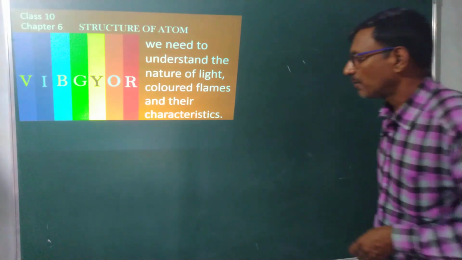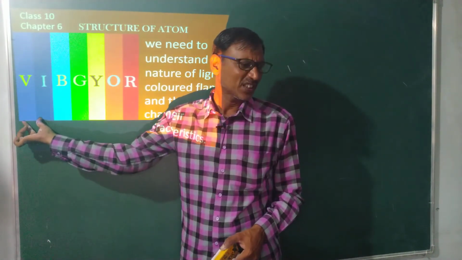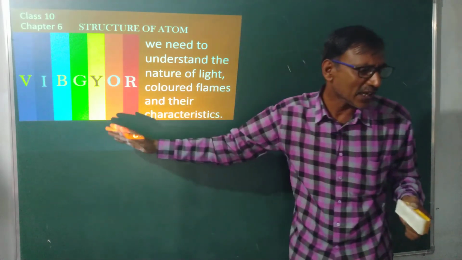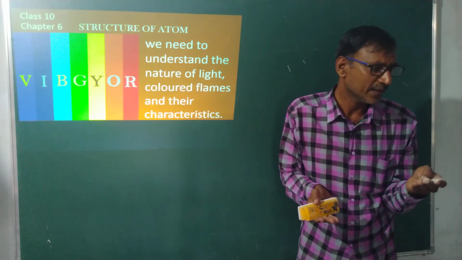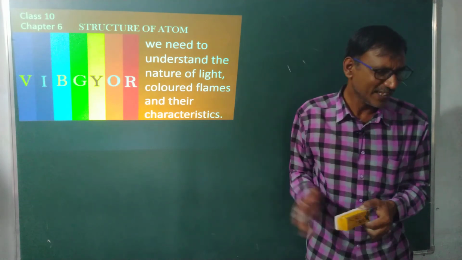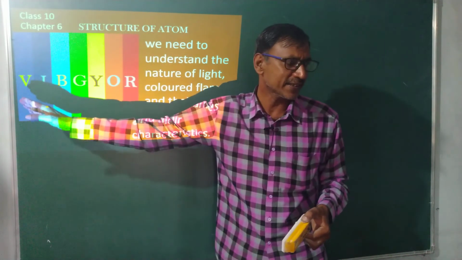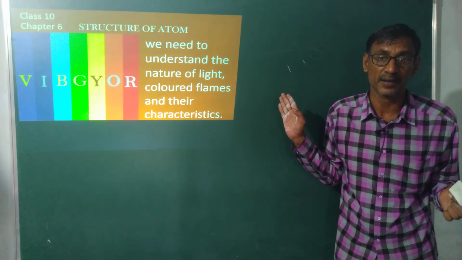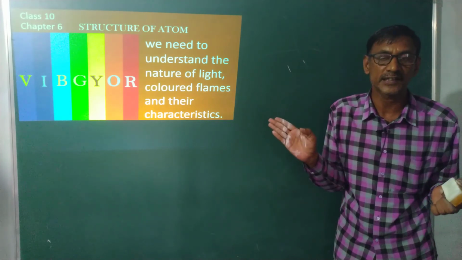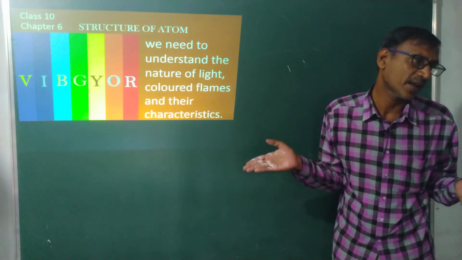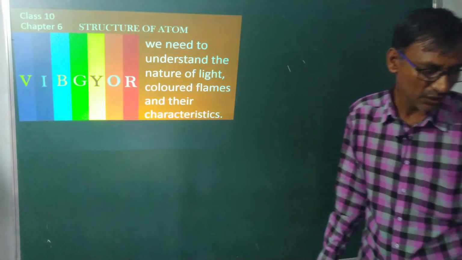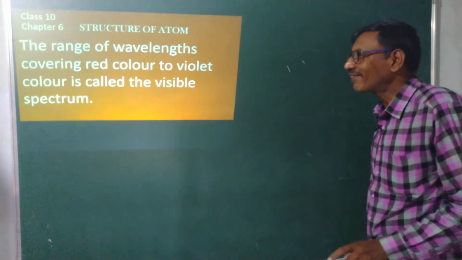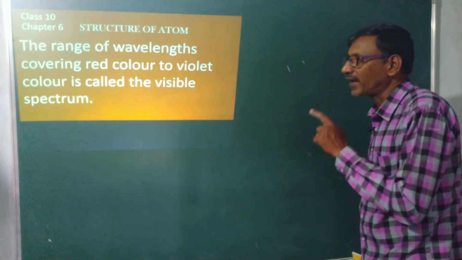By observing, violet has a very small wavelength. When we see red, the length is very long. We can see this range of frequencies with the help of our eye. If the frequency is very low or very high, we cannot see. That is very clear here. This is called the visible spectrum. If the wavelength is very small or very large, we cannot see the light. So the range of wavelengths covering red color to violet color is called the visible spectrum.